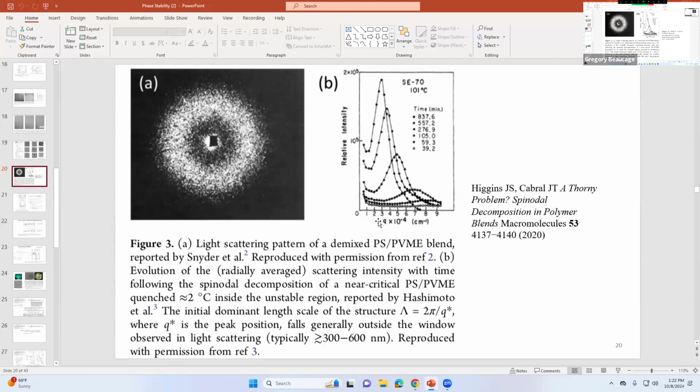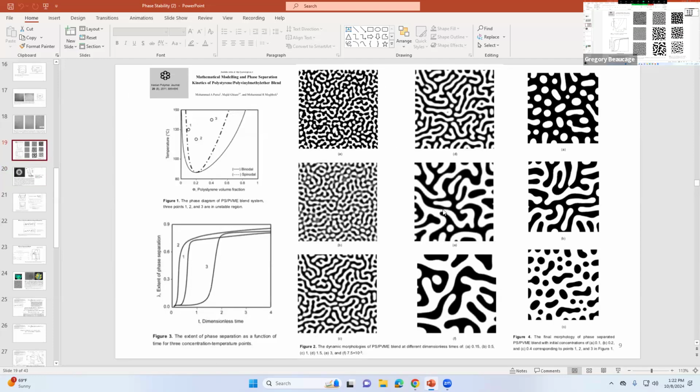The Q is called the wave vector. It's called the scattering vector. It's got a bunch of different names, but basically it's Q. Sometimes it's S, usually Q. In this case, it's going to be Q. And the Q star is where the peak is. So 2 pi over Q star would be exactly that average spacing between these phases.